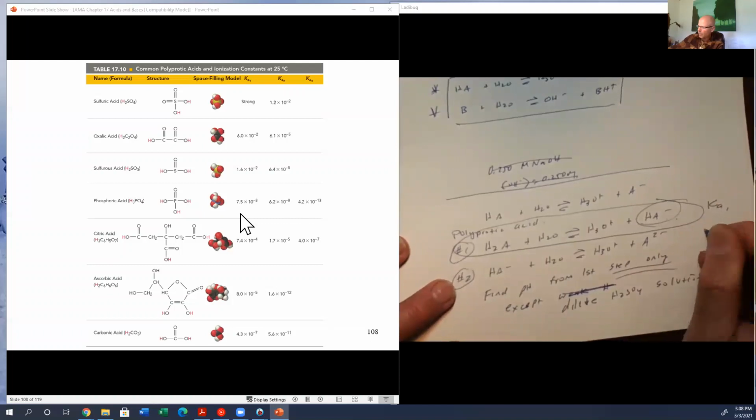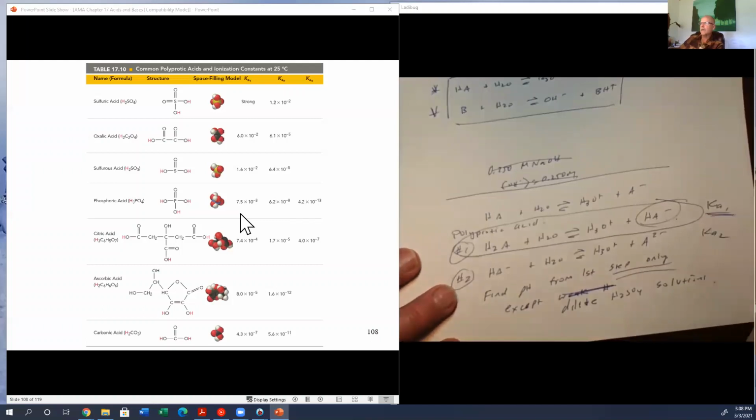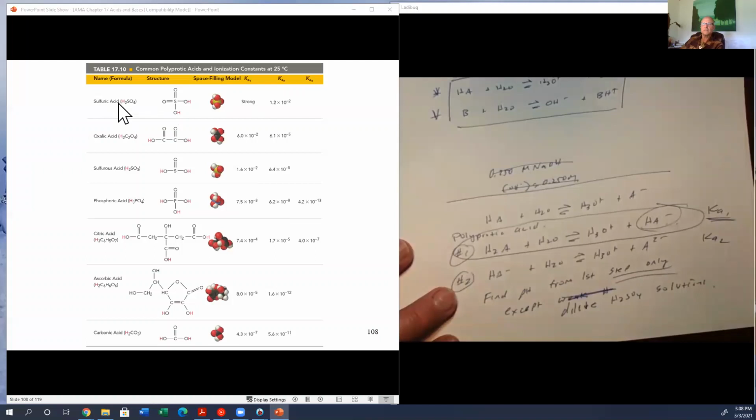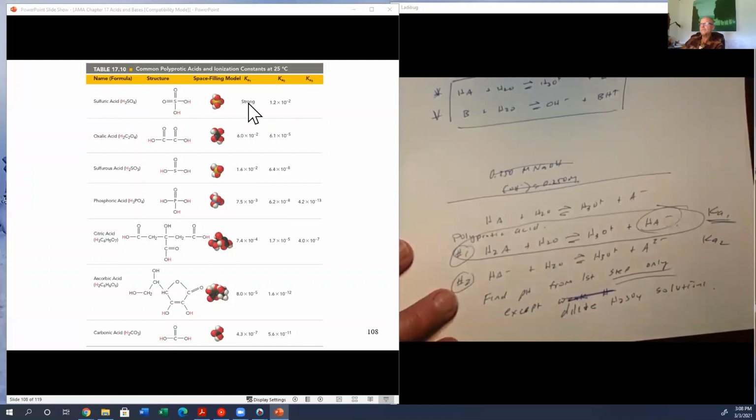Usually you'll have Ka1 and Ka2. All you have to worry about is Ka1. So here are some examples of polyprotic acids. Sulfuric acid is kind of interesting. It's the only one like this. It's strong in its first step, but weak in its second step.